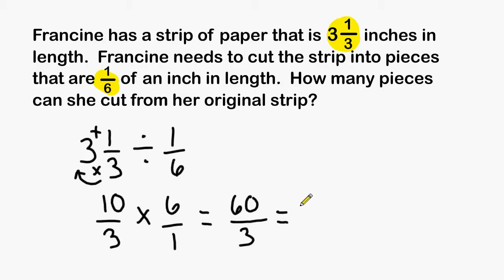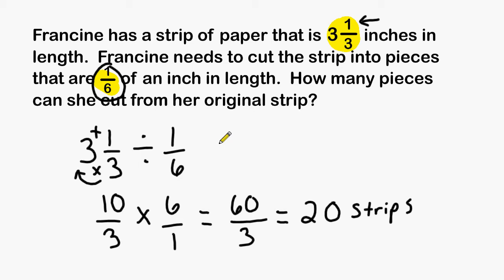If you get an improper fraction for your answer, simplify it by dividing the numerator by the denominator. 60 divided by 3 is 20. So we could fit 20 strips of paper that are the size of 1/6 of an inch into the original strip that is 3 1/3 inches.